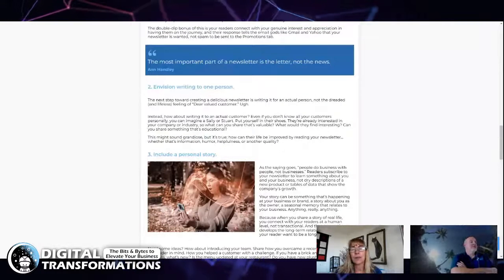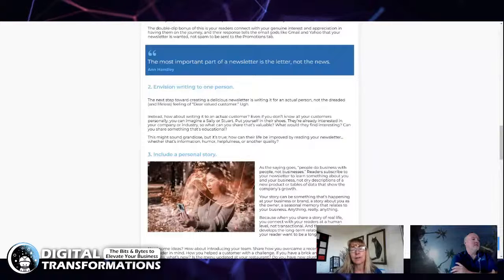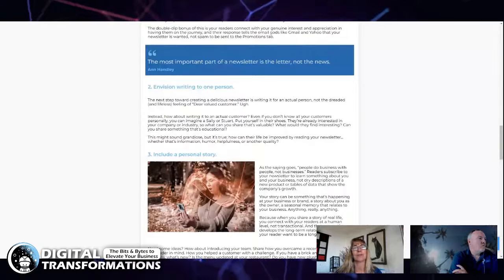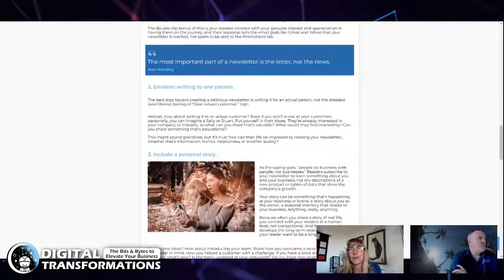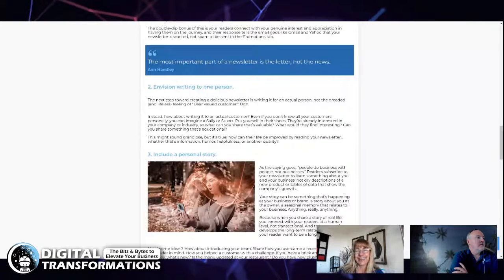And she says, "The most important part of a newsletter is the letter, not the news." So again, it's that envisioning writing to your friend across the country with a pen and piece of paper and sticking it in the mail, that kind of thing. So I like to really think about that the newsletter is more about the letter and not the news, which all goes right into the next point.